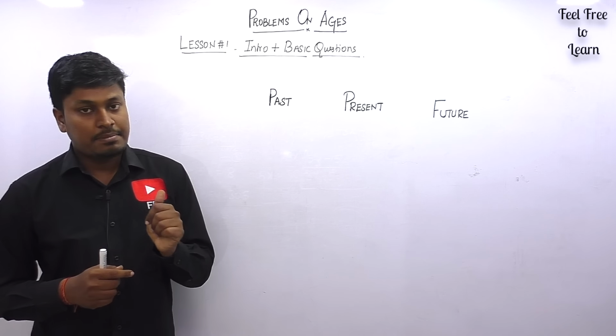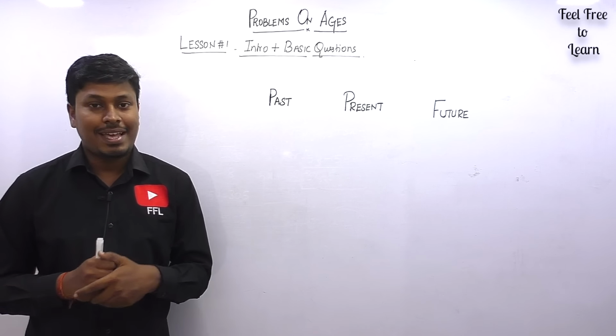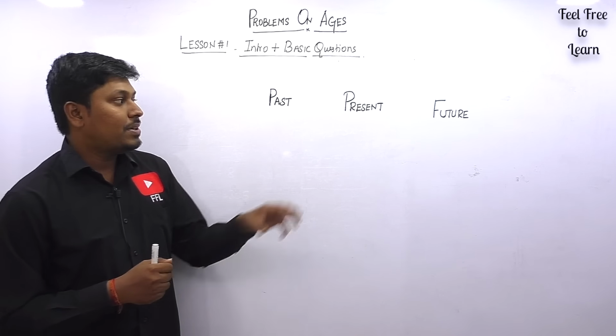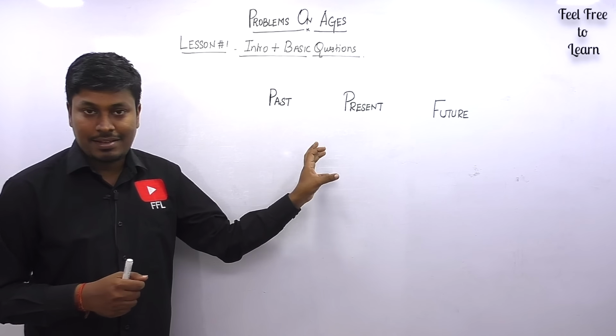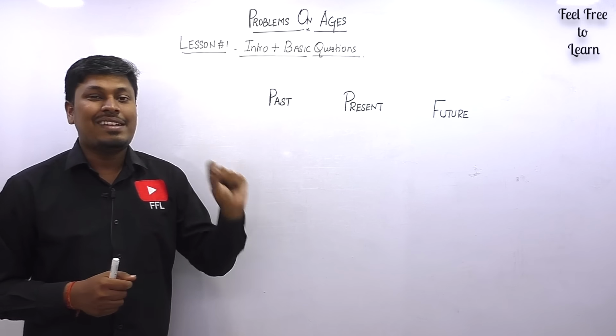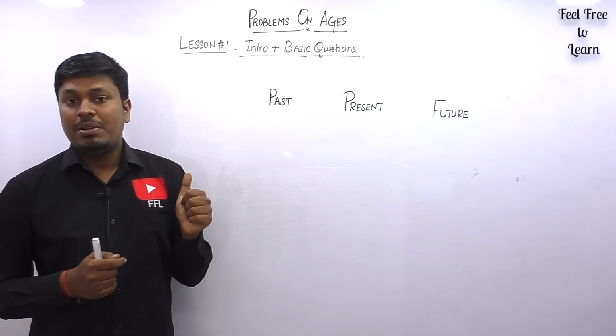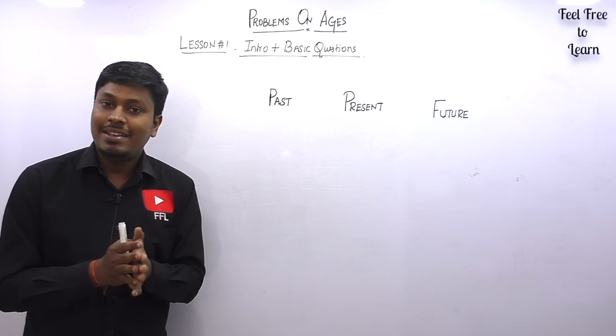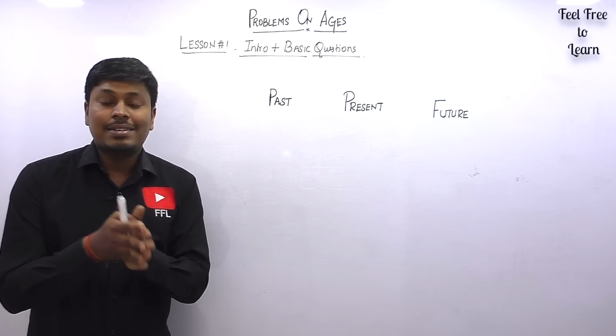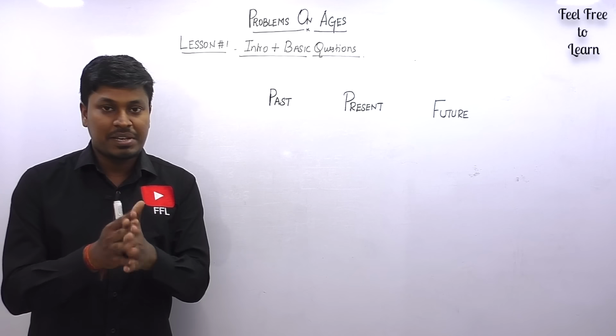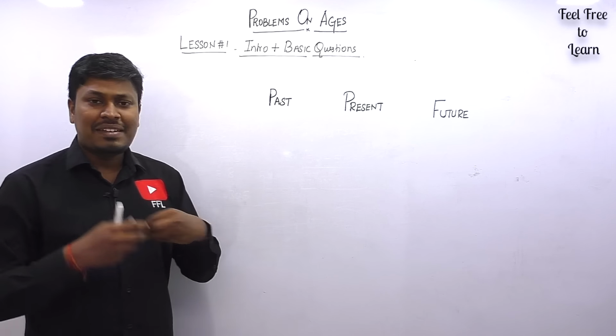In this lesson number 1 on the topic problems on ages, initially we are going to learn an introduction about the topic ages, and then we are going to solve 10 basic questions. In quantitative aptitude, problems on ages is the easiest topic if you once understand the concept. So concept plays a major role. I think this topic doesn't have any formula.